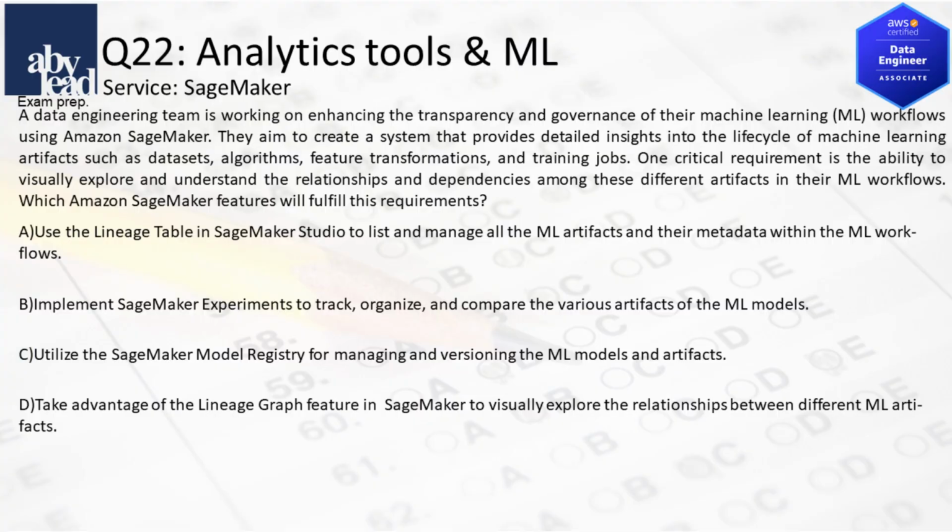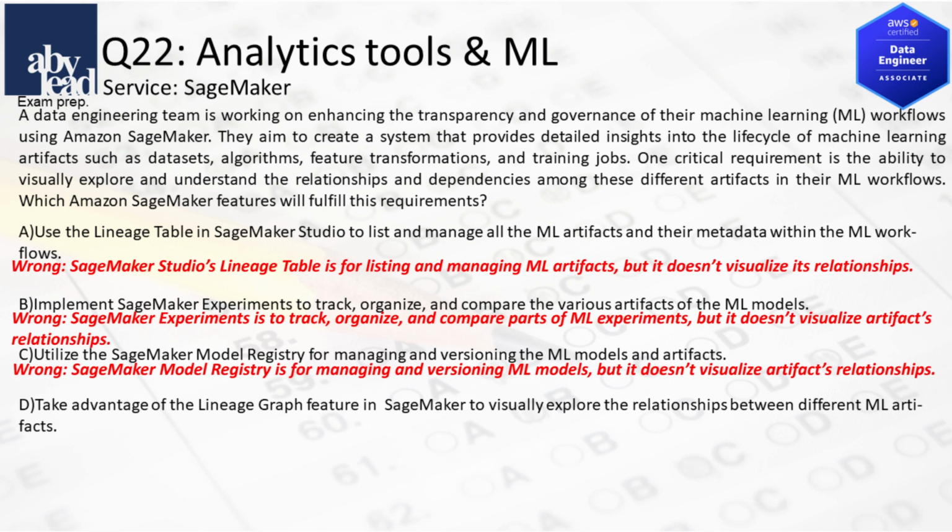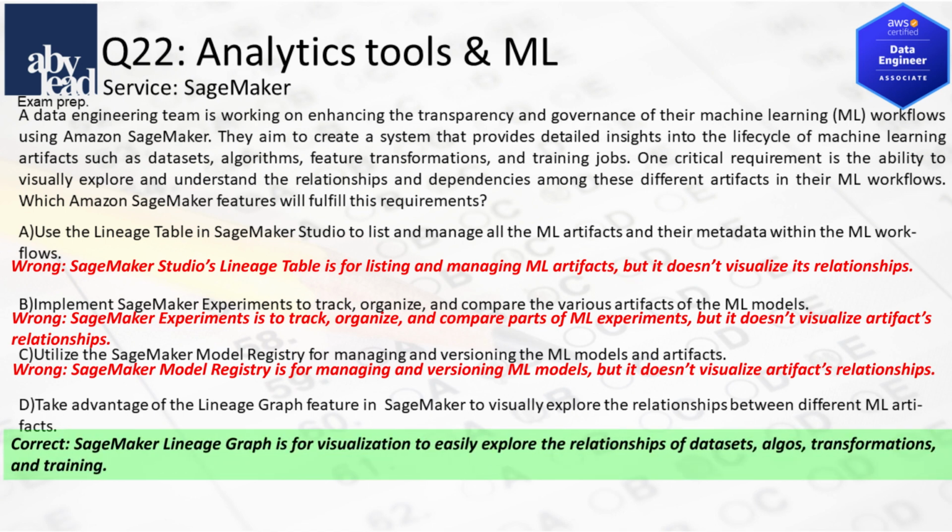Question 22. Using SageMaker features for artifact lifecycle insights and relationships is demanded. The following 3 SageMaker features don't visualize the artifacts' relationships. SageMaker Studio's lineage table only lists artifacts, SageMaker Experiments tracks model versions, and SageMaker Model Registry manages model versions. But with SageMaker Lineage Graph you can easily explore relationships of artifacts.